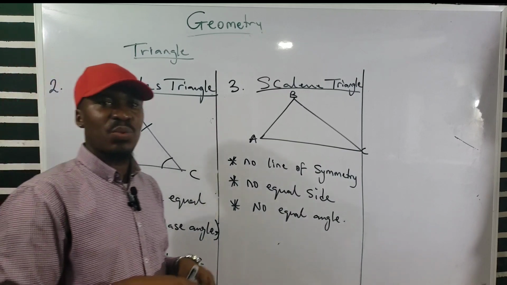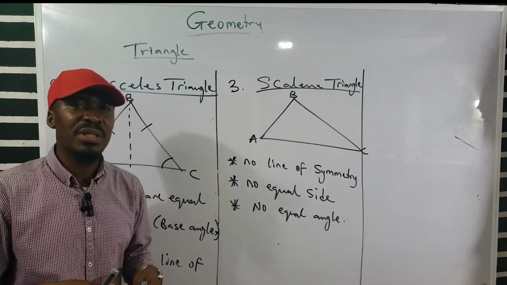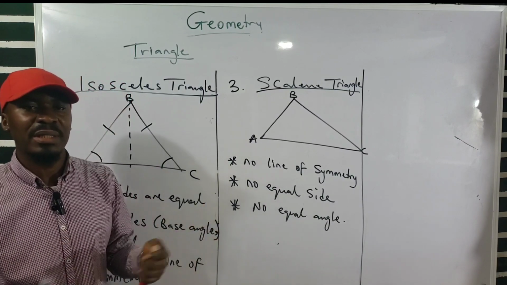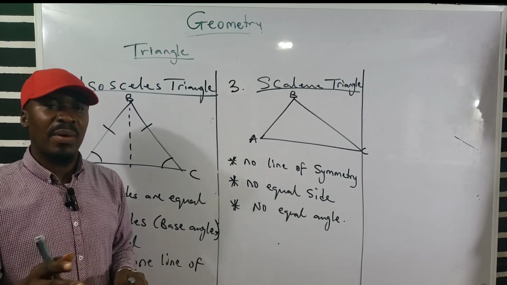So these are the properties of triangles. In our next class, we are going to look at polygons: the interior angles, the exterior angles, and the sum of angles in a polygon.